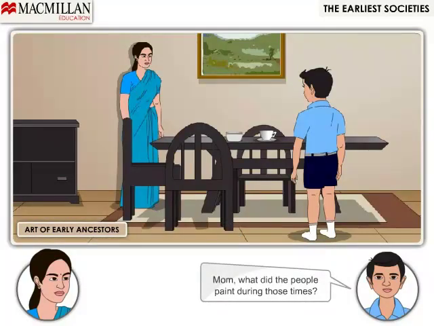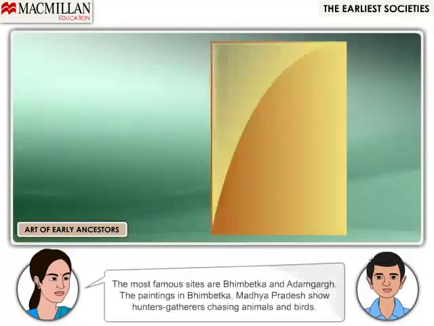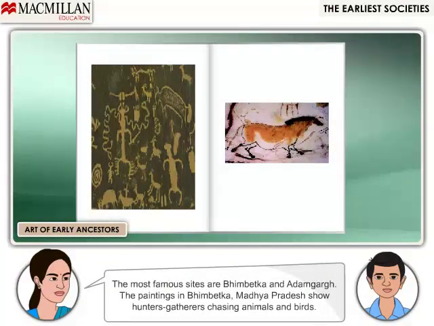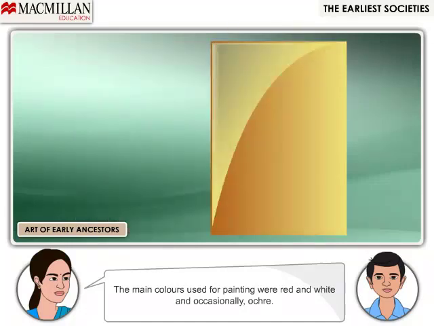Mom, what did the people paint during those times? They often drew figures of running bisons, bears, stags, herds of other animals, and human life of those times on the walls and ceilings of the caves and rock shelters they lived in. The most famous sites are Bhimbetka and Adamgarh. The paintings in Bhimbetka, Madhya Pradesh show hunter-gatherers chasing animals and birds. The main colors used for painting were red and white and occasionally ochre.